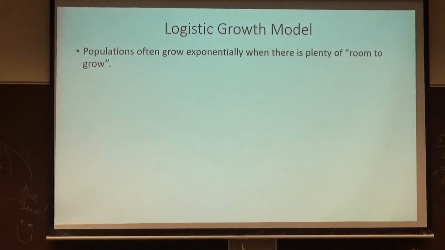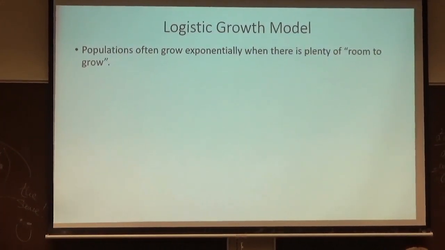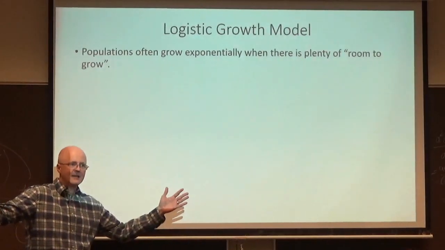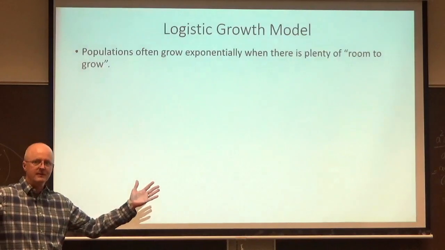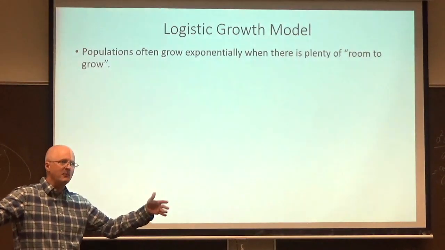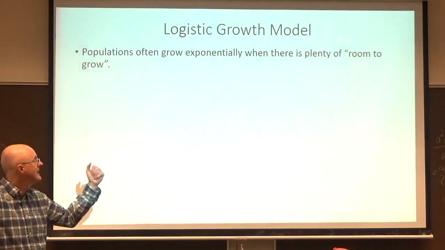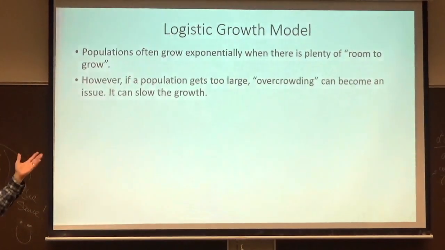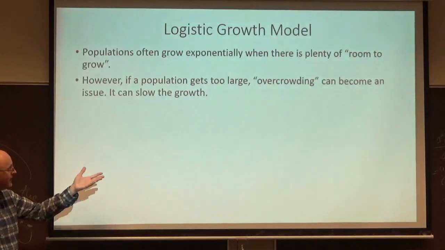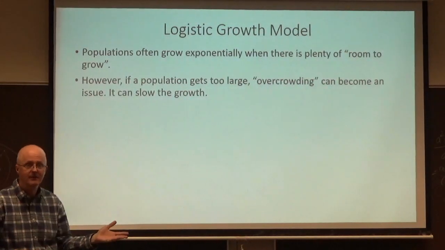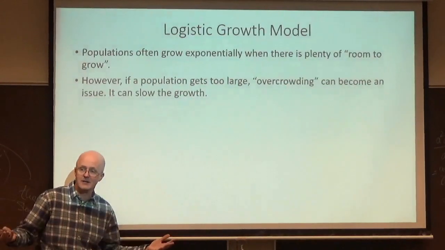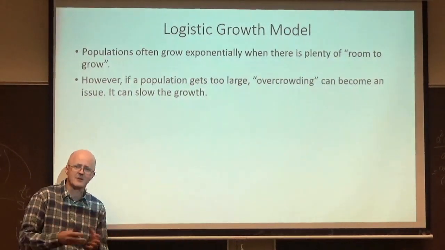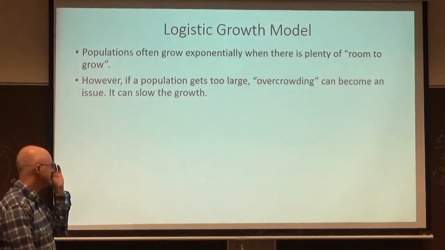Populations often grow exponentially when there's plenty of room to grow. Right? Plenty of cabbage and carrots and so forth for those bunnies to eat. They've got plenty of room to roam and play around, and there's no limits on their population growth. However, if the population gets too large, overcrowding can become an issue. It can slow the growth. Not enough space, not enough food, predators. Well, of course, there could be predators when the population is small as well.